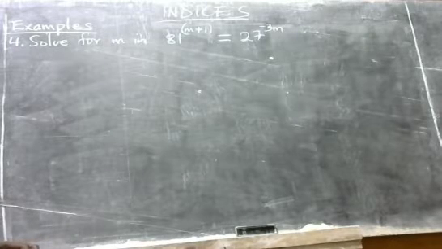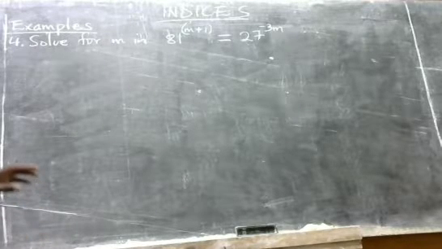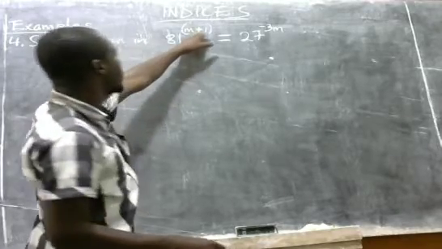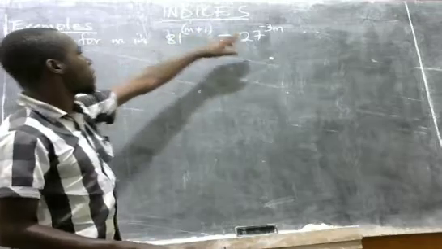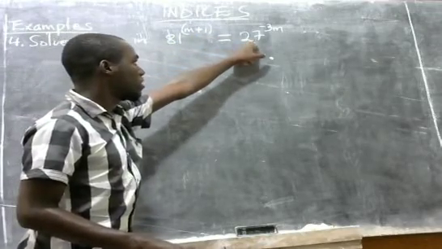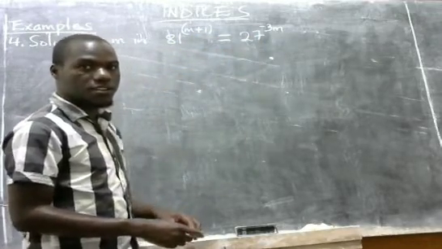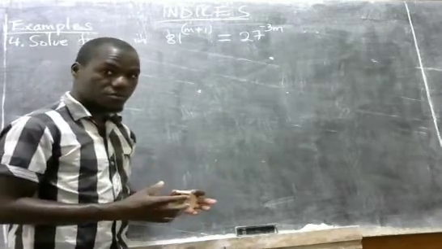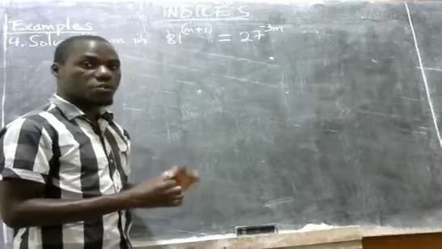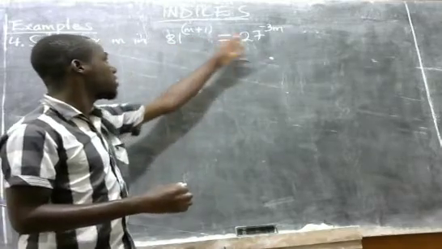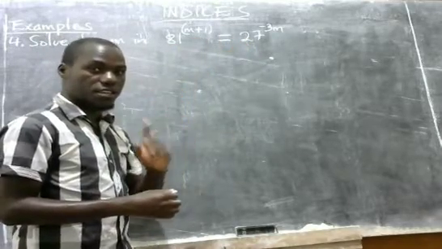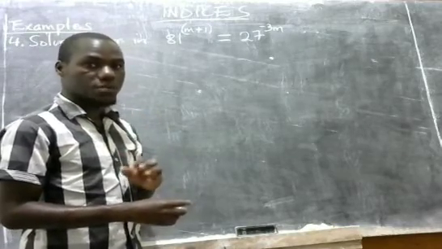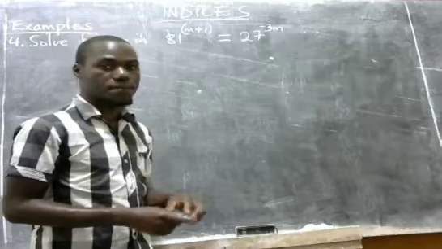Example 4, solve for m in 81 power 1 plus m is equal to 27 power negative 3m. So the same concept is what we are going to do. We are going to prime decompose the bases, and if they give us the same base, then we can easily equate the powers.